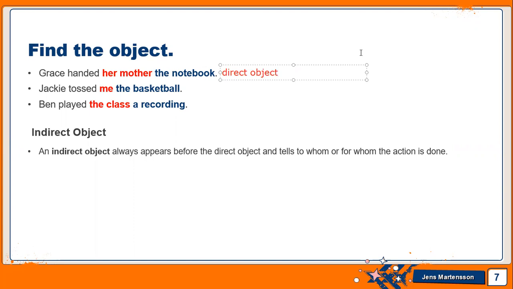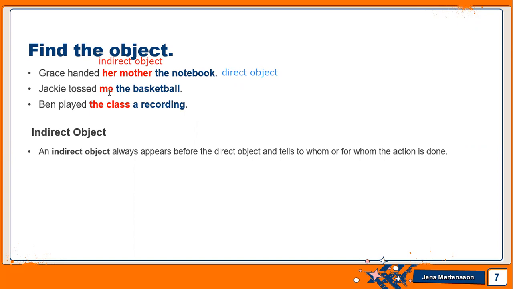All right. Let me change the color. Okay. And to whom did Grace hand the direct object, which is the notebook? To her mother. So her mother is an indirect object, and I will make it colored in red. All right. So now you can identify the direct and the indirect object. The indirect object, as you can see, comes before the direct object.